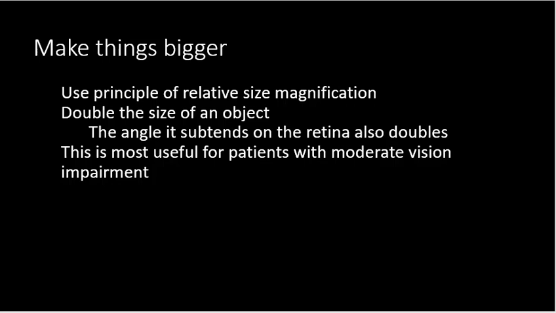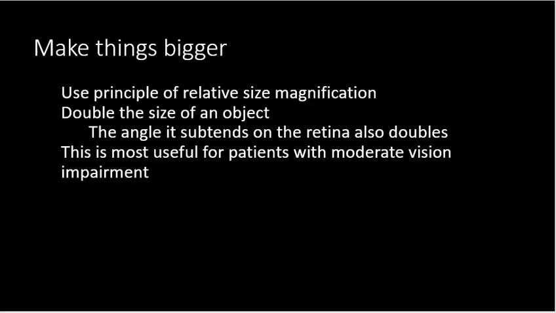So one important factor is to make things bigger, and using the principle of relative size magnification, you can achieve this. If you double the size of an object, the angle it subtends on the retina also doubles. So for example, if your patient has difficulty reading N12 font, provide him or her with documents printed in N24 font, and this is a simple 2 times magnification following that principle. This is also most useful for patients with just moderate vision impairment.